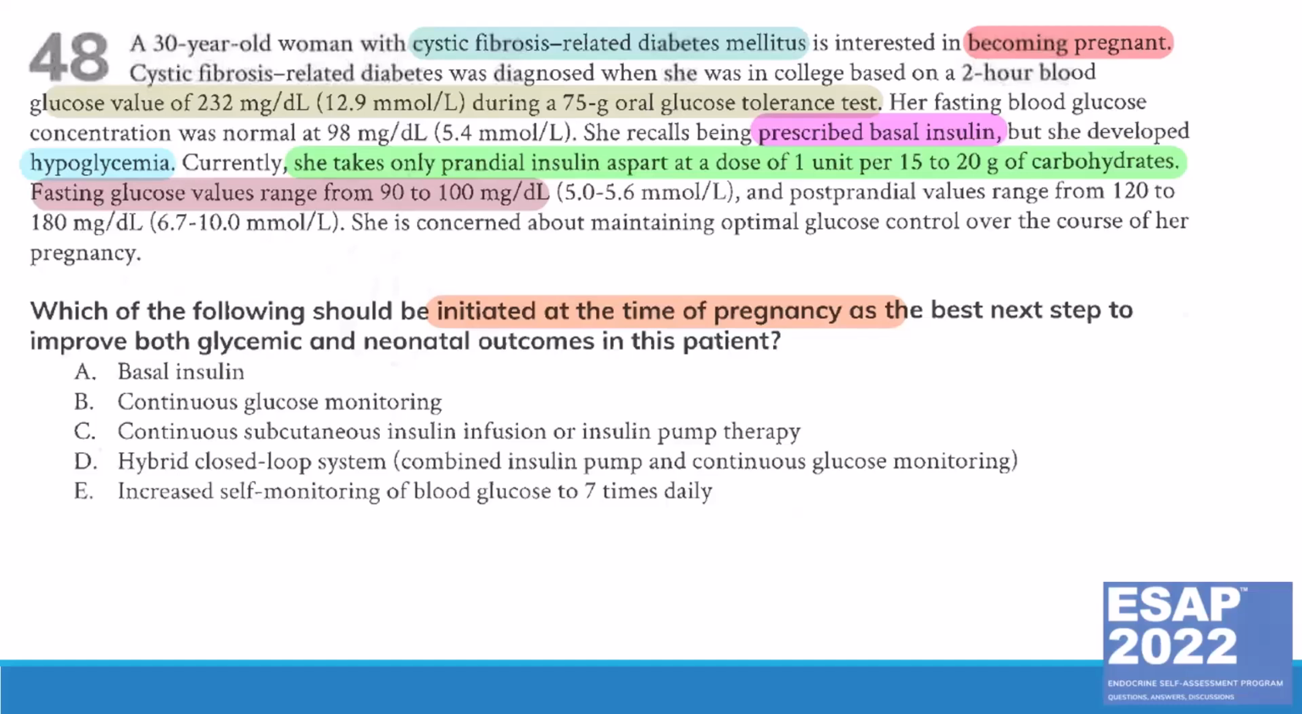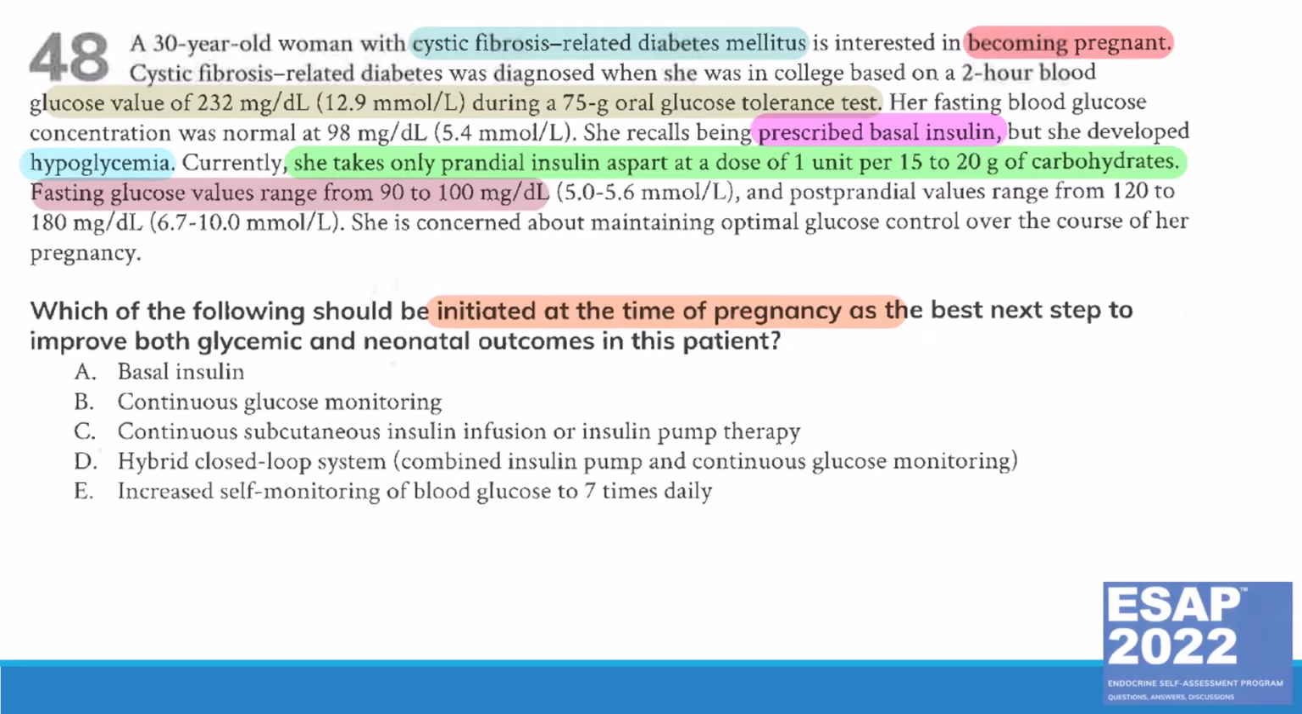The patient recalls being prescribed basal insulin, but she developed hypoglycemia. If any patient presents with hyperglycemia, receives insulin therapy and develops hypoglycemia, what is the best next step? To decrease the basal insulin. Currently, she takes only prandial insulin at a dose of 1 unit per 15 to 20 grams of carbohydrate, and the fasting plasma glucose is well controlled, 90 to 100. Postprandial is between 120 and 180, so within the target.